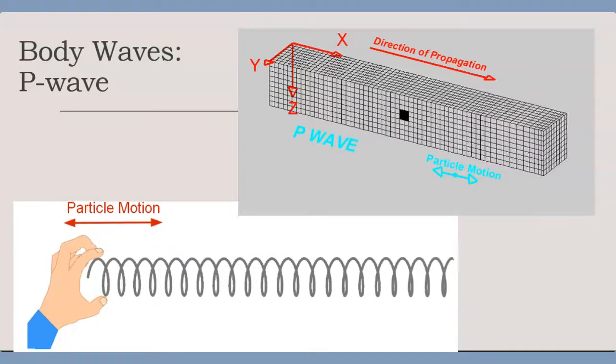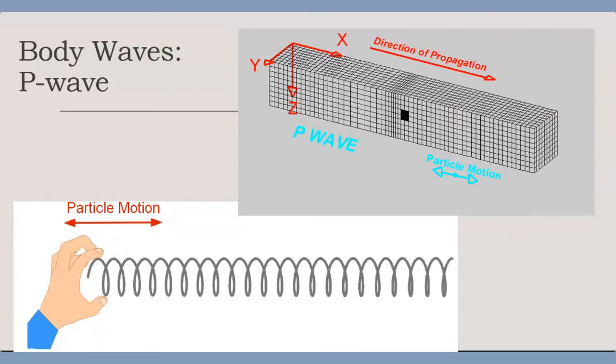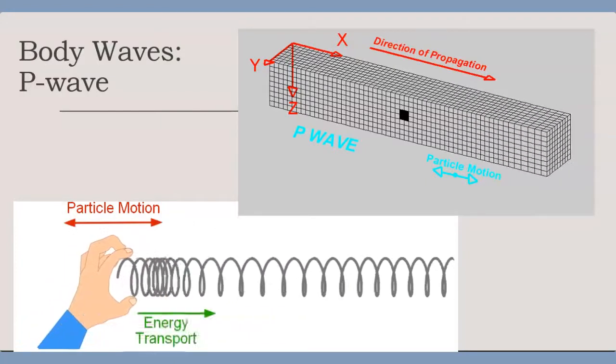By the way, your book may have used the word seismograph instead of seismometer, but the latter is used more often by seismologists today. Okay, back to P waves.